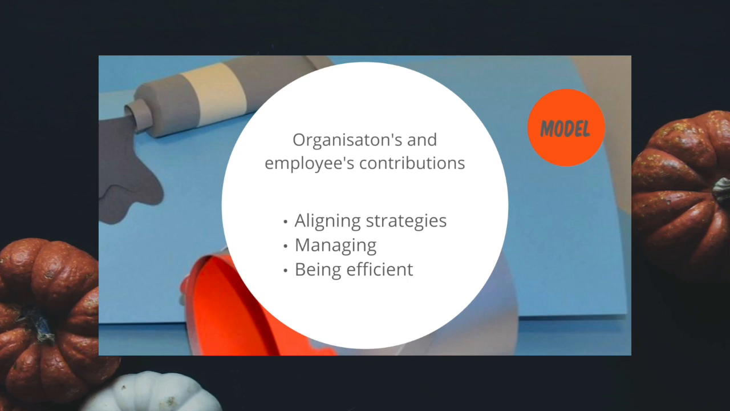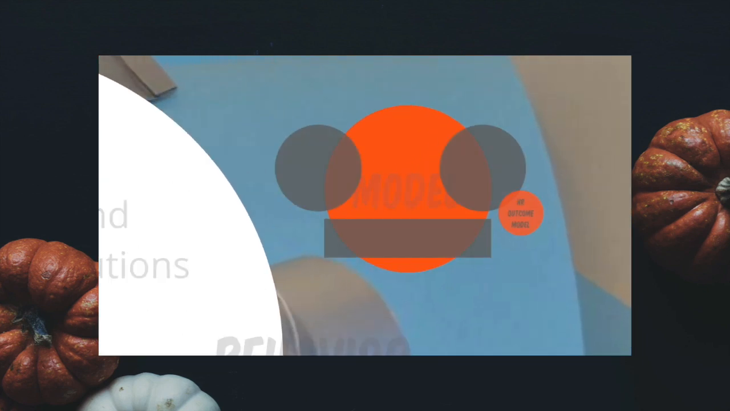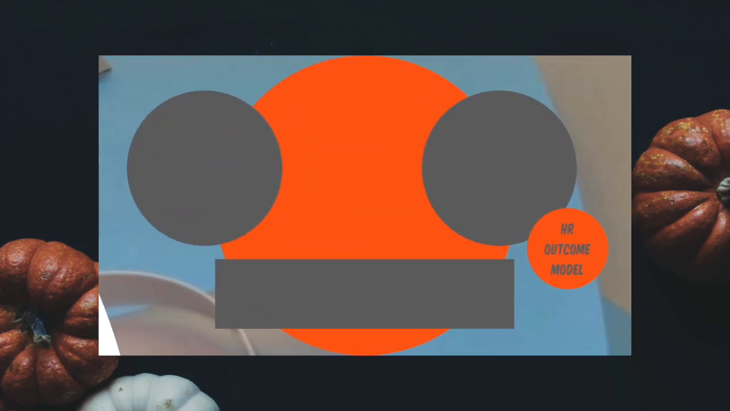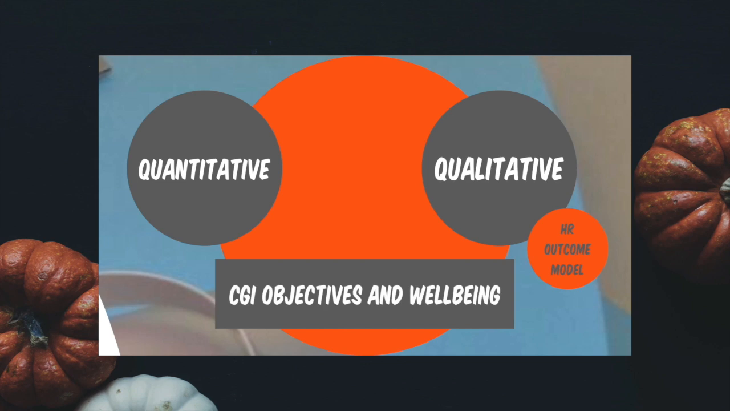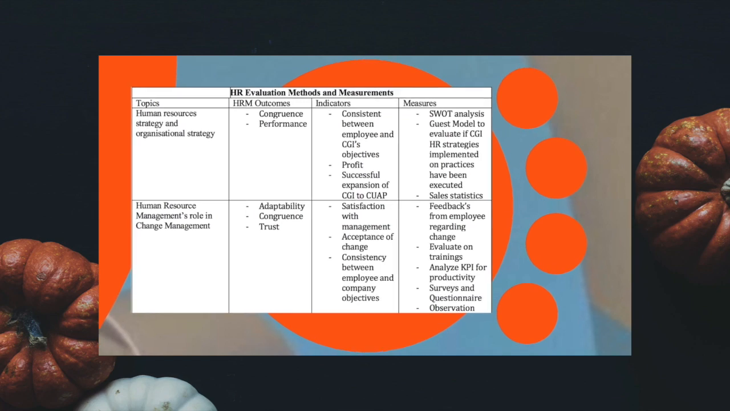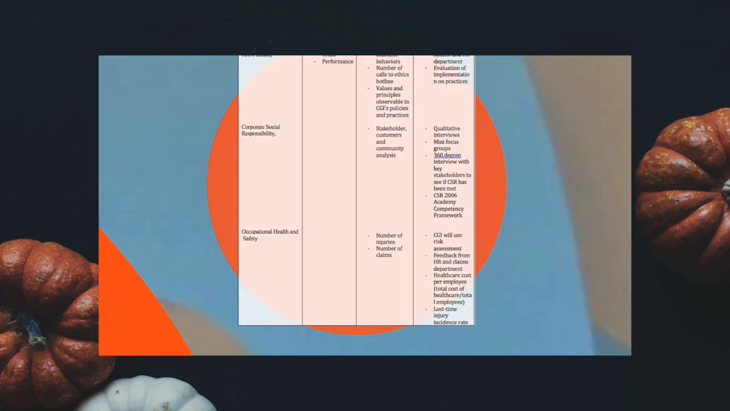HRM's contribution to individual well-being is demonstrated by employee attitudes and behavior. The HR outcome model will be used for CGI to provide the HR manager with a combination of quantitative and qualitative measures that can be employed to show HR's strategic contribution to CGI's objectives and employee well-being. Here is a table which shows the different metrics used to evaluate each HRM function and the ways in which they are being evaluated.